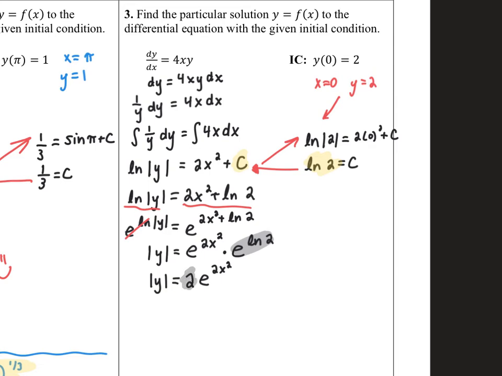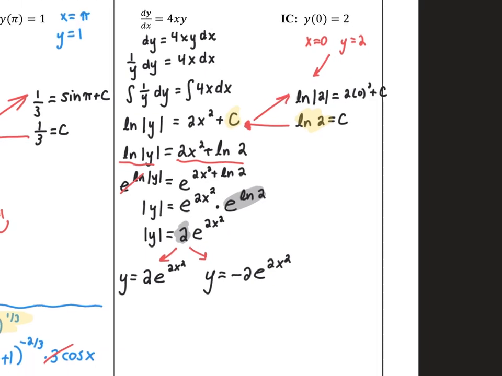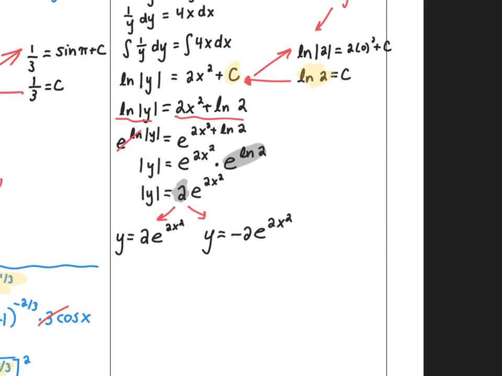The next thing I have to do is clear this absolute value right here. So recall that when you have an absolute value equation, as I do right here, I can split it into two equations. One would be the positive 2e to the 2x squared, and the other one would be the negative 2e to the 2x squared. And my one absolute value equation has become two regular equations. So I have y equals 2e to the 2x squared and y equals negative 2e to the 2x squared.